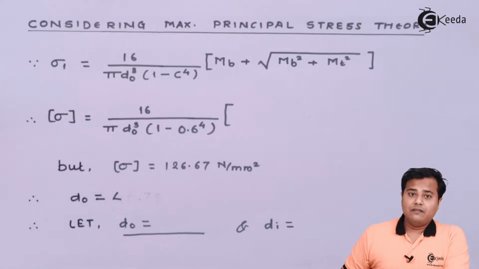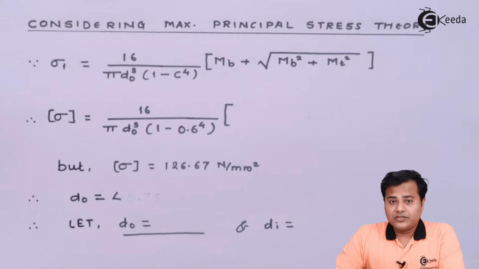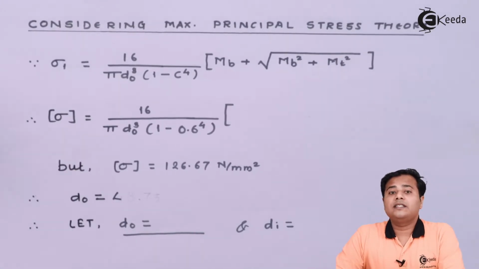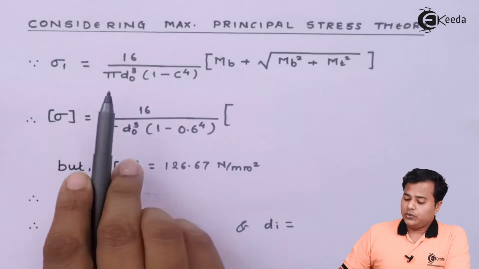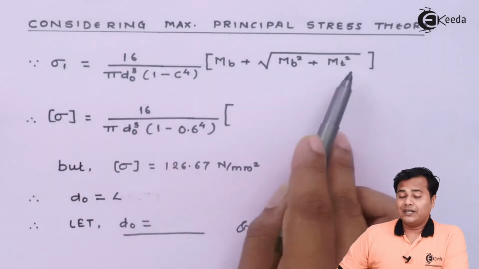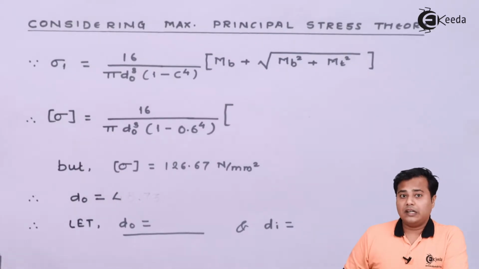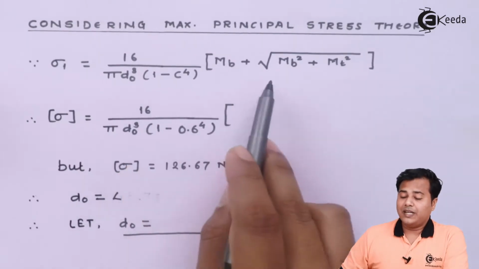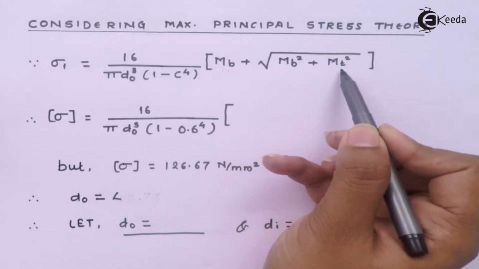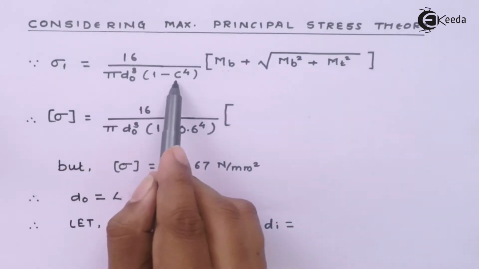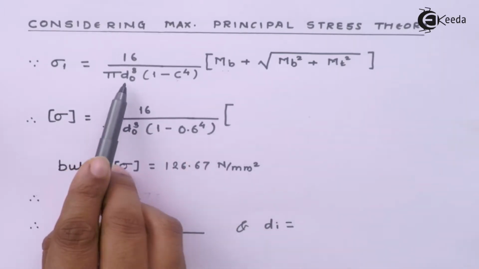So friends, we need to consider the maximum principal stress theory or maximum shear stress theory. Let us consider both of them and let us see which of them is more suitable for our case. So in this case, we already have figured out this equation. You can refer to the earlier session where the formulas are described, where this is the bending moment and this is the torsional moment, where C is the factor we have been given and outer diameter is what we need to figure out.